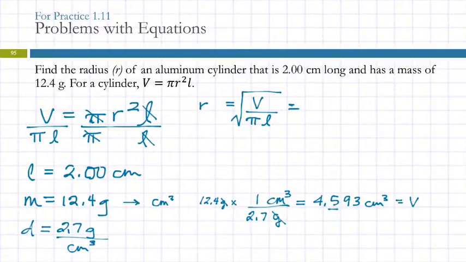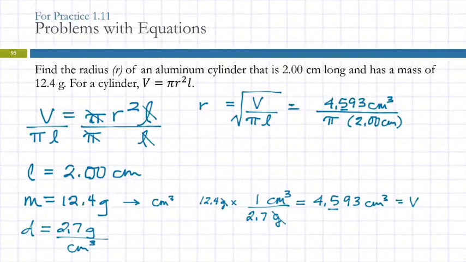So the volume is 4.593. I underline the 5 to remind myself that that number only has 2 sig figs. Cubic centimeters, always write your units, divided by pi times L, 2.00 centimeters. And then I'm going to take the square root of the whole thing. When you are dividing by 2 numbers that are multiplied by each other, be careful. So if you have your calculator, which you should, do this calculation with me and make sure that you know how to tell your calculator what to do.